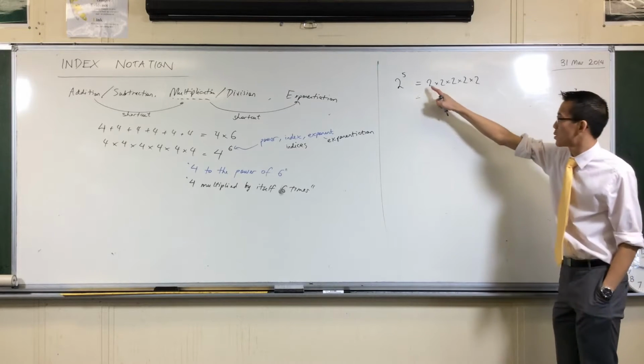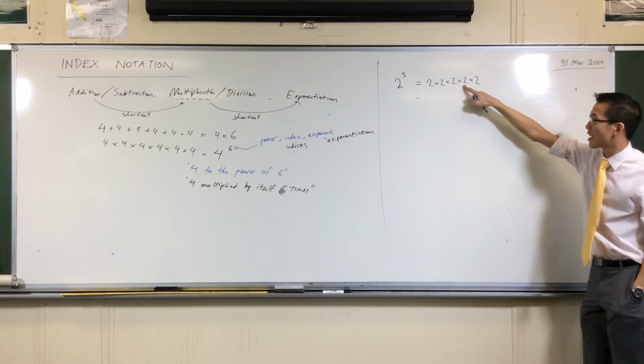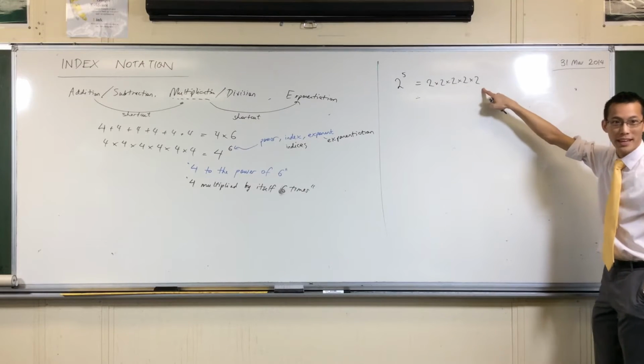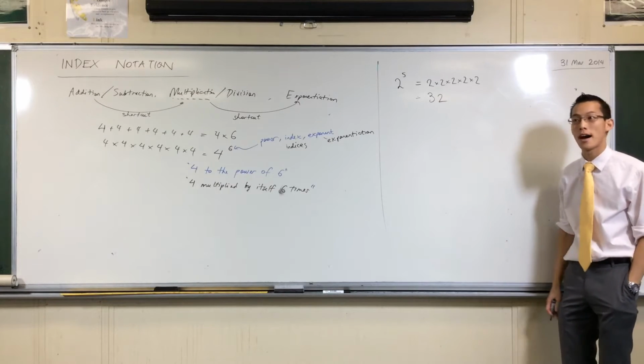So let's see if we can do this. 2 times 2 is 4, times 2 again, times 2 again, times 2 again, 32. There you go. That's 2 to the power of 5. Okay.